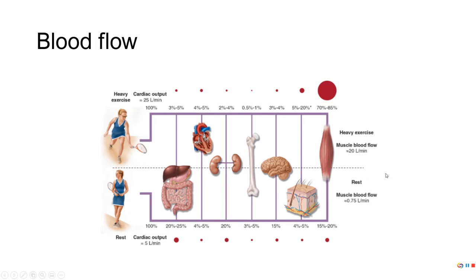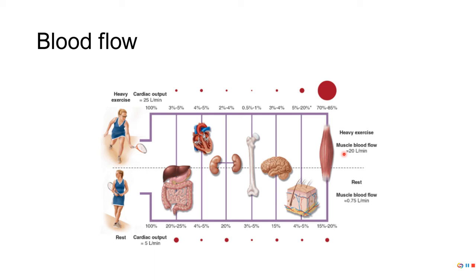Notice that we've got somebody at rest and then we've got someone playing tennis and really upping their cardiac output. I've never really noticed that they're playing tennis. So going from 5 liters a minute to 25 liters a minute. Okay, so muscle blood flow increases from 3/4 of a liter to 20 liters a minute. So most of the increase in cardiac output is going directly to the muscles.